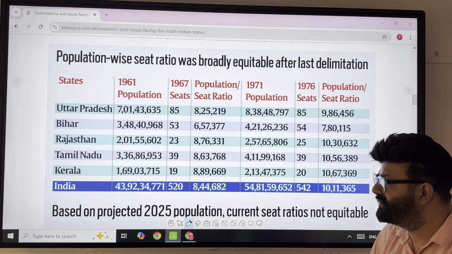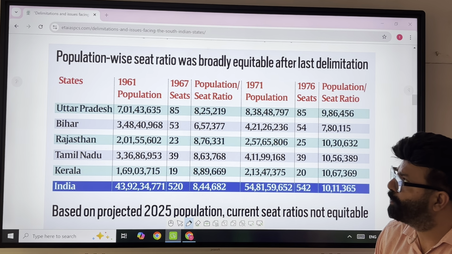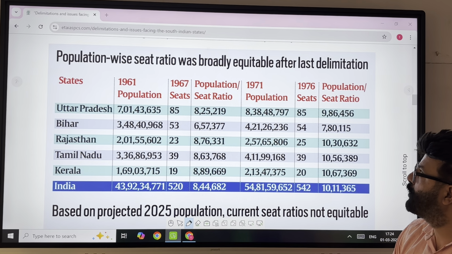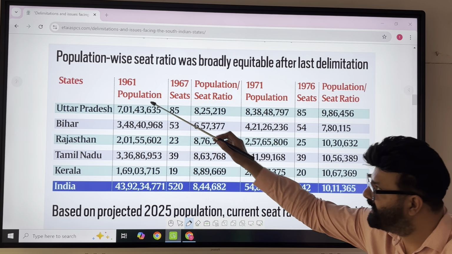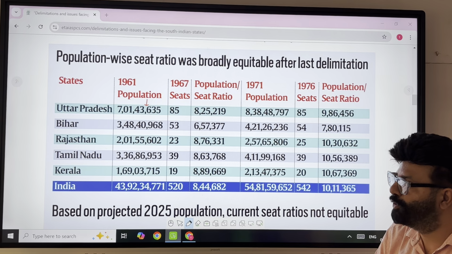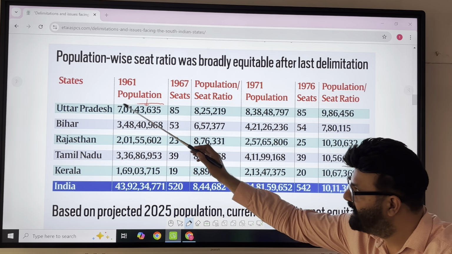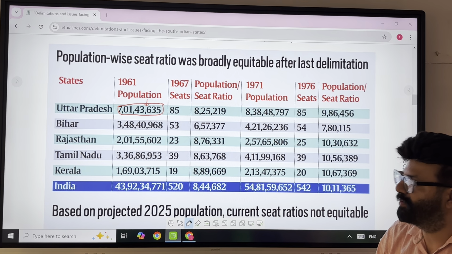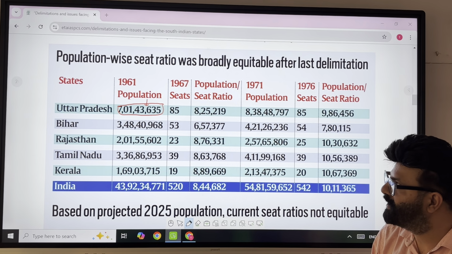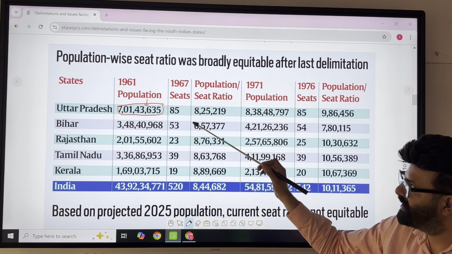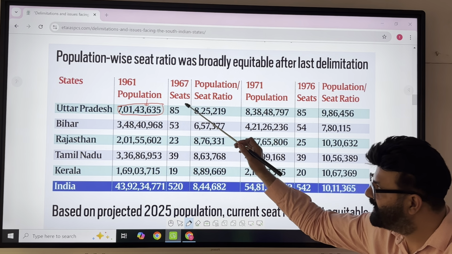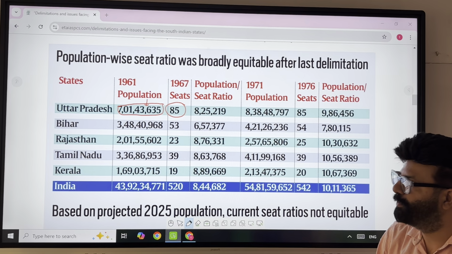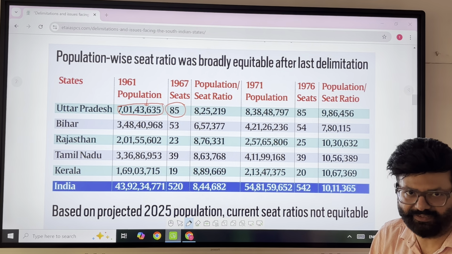नाउ अब इस चार्ट को देखिए आप एक बार. पॉपुलेशन वाइज सीट डाटा वॉज ब्रॉडली इक्विटेबल आफ्टर लास्ट डिलिमिटेशन. नाउ लुक इन 1961 अगर आप यूपी की पॉपुलेशन देखोगे, that was 1961 population was 7 crore. Understanding the point? 1961 में इतनी पॉपुलेशन थी, ठीक है. तो सीट्स कितनी एलोकेट की गई यूपी को? द सीट्स एलोकेटेड वर 85.